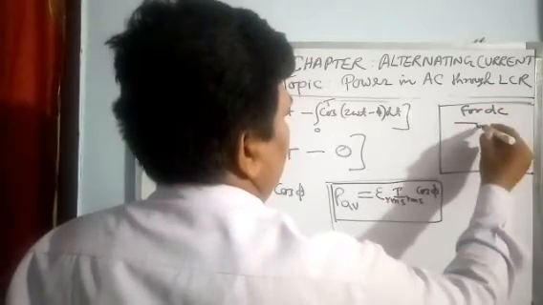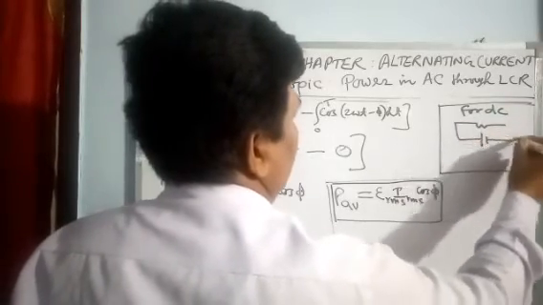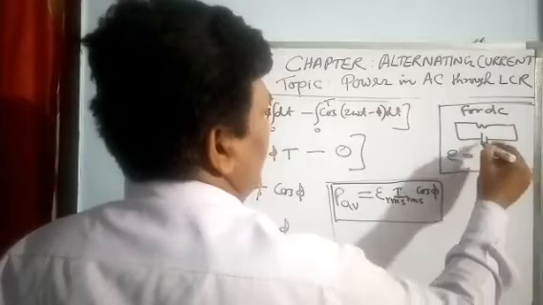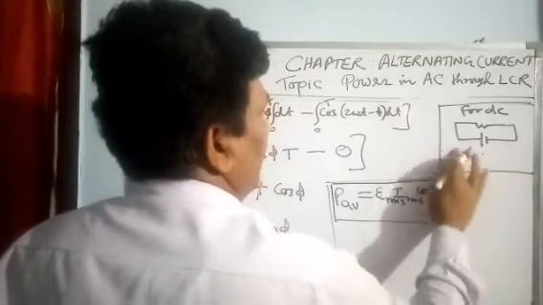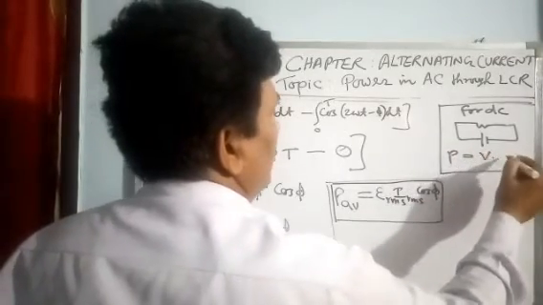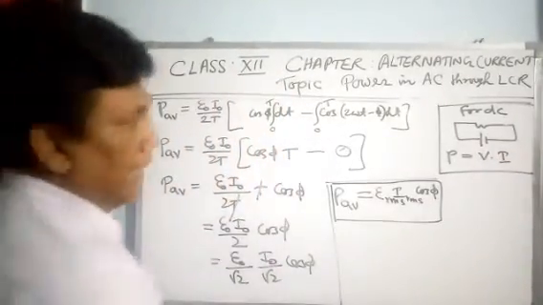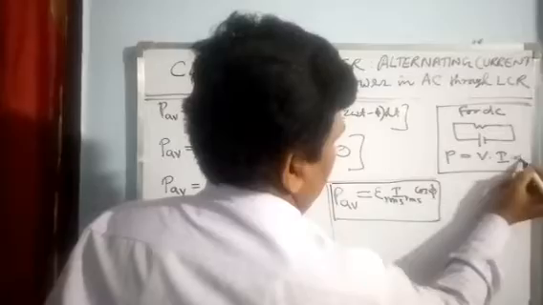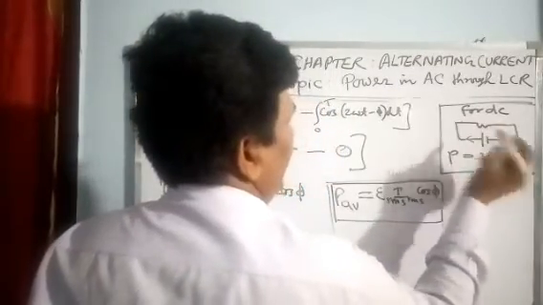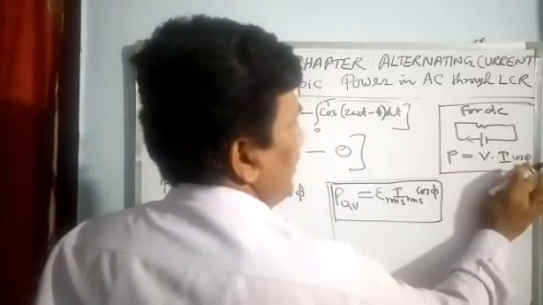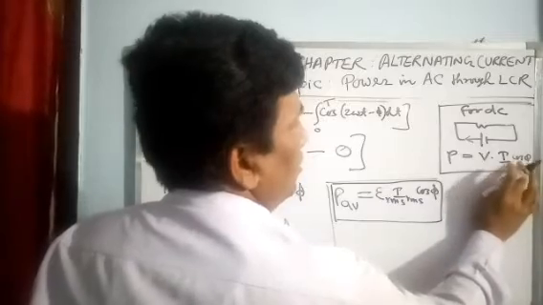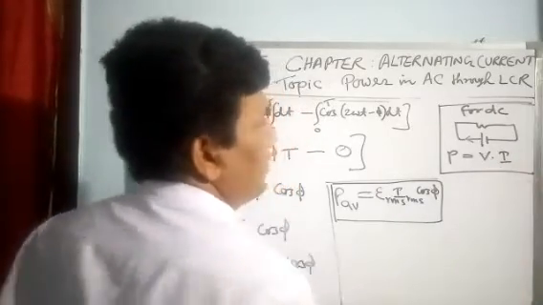For DC, this is the resistor, this is the voltage. The average power was voltage into resistance. Average power was voltage into current. Are you getting my point? And here also you can put cos phi, but you understand that the current and voltage always remain in the same phase. So phi will be 0, the phase difference will be 0. So cos 0 is 1. That is why it is VI.